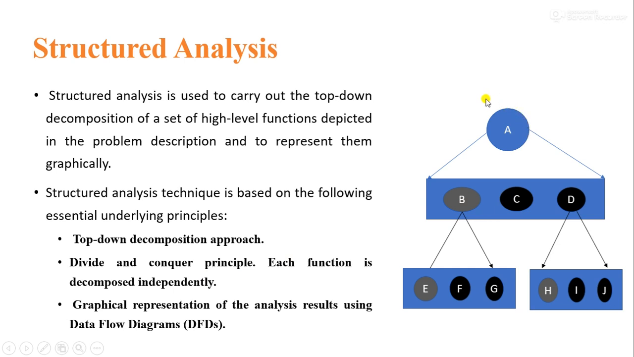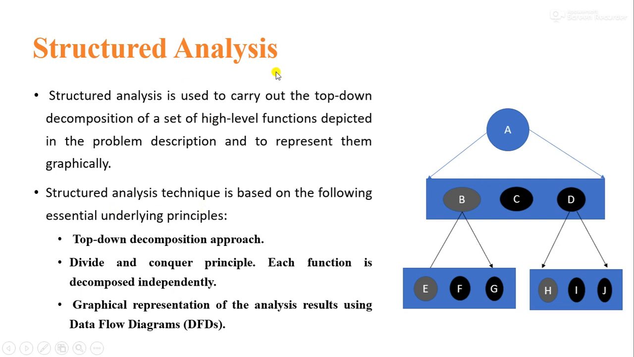For example, here we have a first high-level function A. This high-level function further consists of three sub-functions, that is B, C and D. Further, function B has three more functions, that is E, F and G. Similarly, function D further has three functions, that is H, I, J. So this is how the structure analysis arranges the functions in hierarchical order, or we can represent these functions in top-down decomposition.